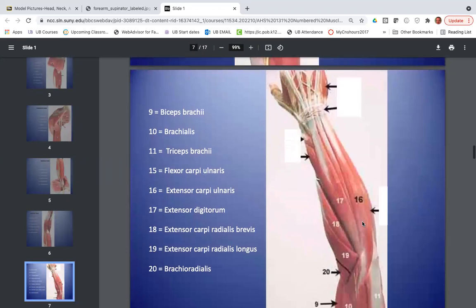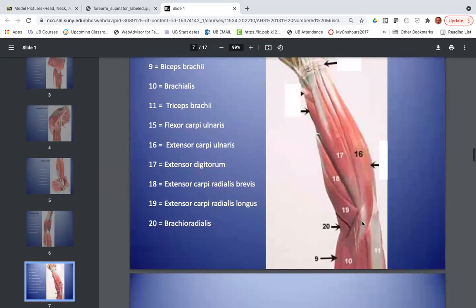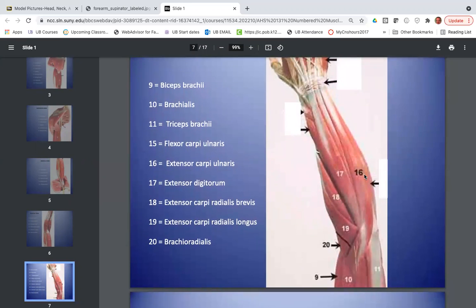On the posterior forearm, let's focus on the forearm only. We'll look at 16, 17, 18, 19, and 20. Let's look at 18, 19, and 20 first. That's that mobile wad of 3, where 20 is the brachioradialis, and then 18 and 19 are the ECRB and ECRL, the extensor carpi radialis brevis, extensor carpi radialis longus. That's the mobile wad of 3 that you grab when you pinch the lateral forearm.